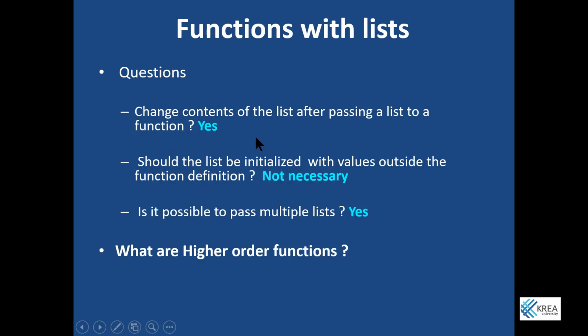Is it possible to change the contents of the list after passing a list to a function? As we discussed, yes, it is possible to change the contents. The second question is, should the list be initialized with values outside the function definition? Not necessary. We can also have empty lists. And is it possible to pass multiple lists to a function? Yes, we have discussed that also. We have also discussed the impact of higher order functions.